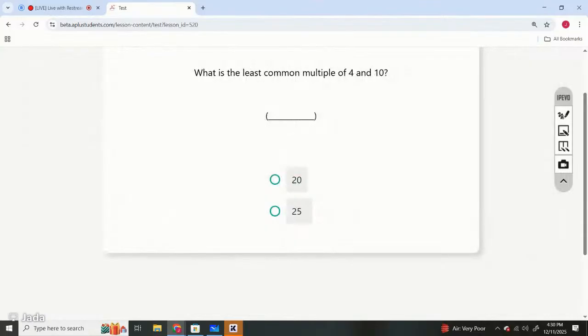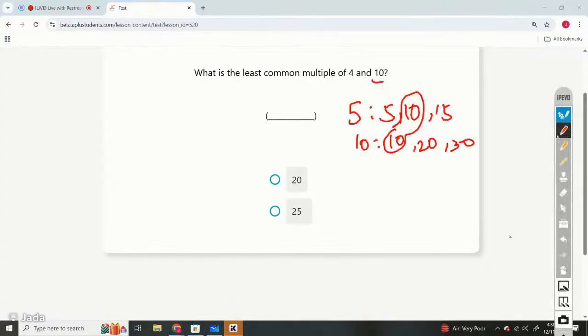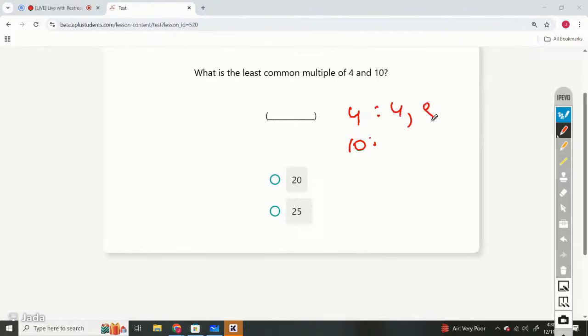What is the least common multiple of 4 and 10? So let's just write down the multiples of 4 and 10. 4 times 1 is 4, 2 is 8, 3 is 12, 4 is 16, 5 is 20. Now the multiples of 10 are 10, 20 and 30. So what is the least common multiple?